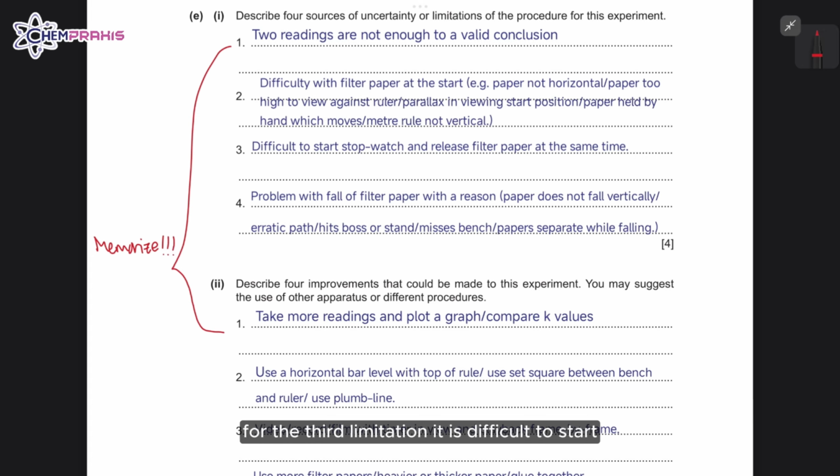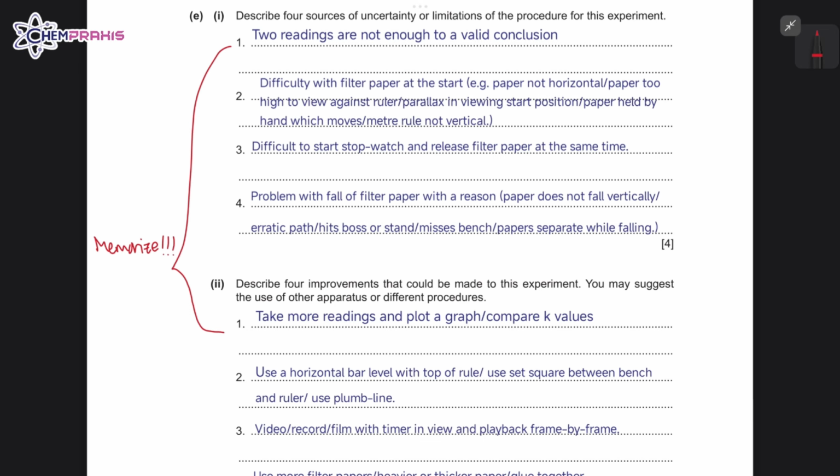For the third limitation, it is difficult to start stopwatch and release filter paper at the same time. And its improvements, you can suggest record a video with timer in view and playback frame by frame.